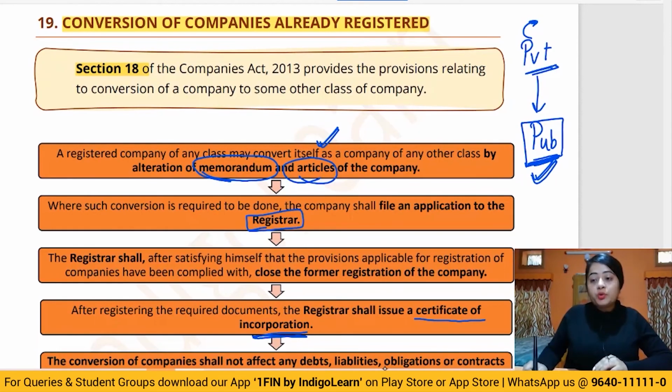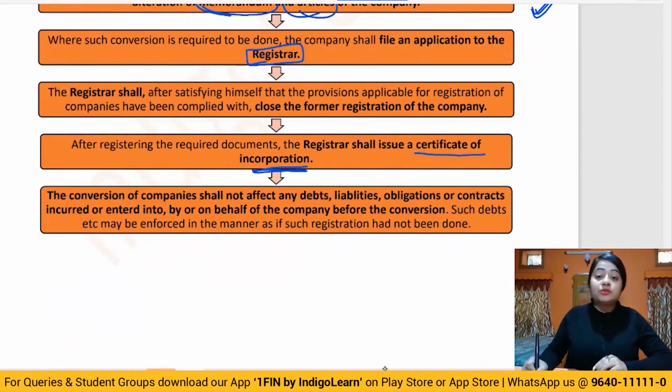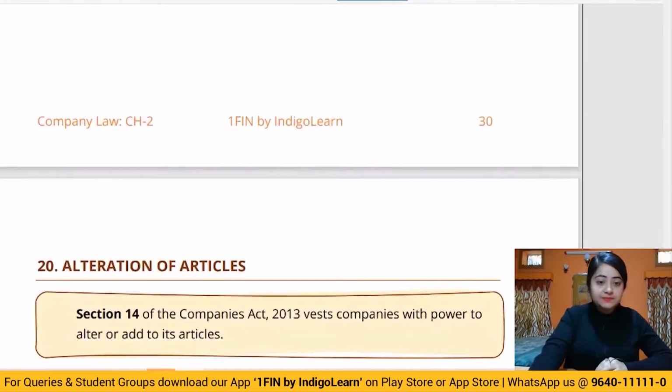The answer is yes. Just because the company has converted itself does not mean that it is no longer liable to its creditors. So all the previous debts, all the previous liabilities, obligations, contracts, they will be carried as they are to the new type of company also. This is what section 18 says.